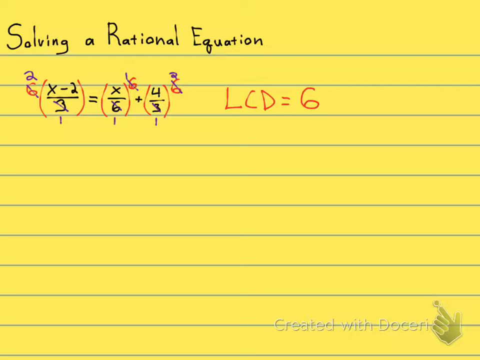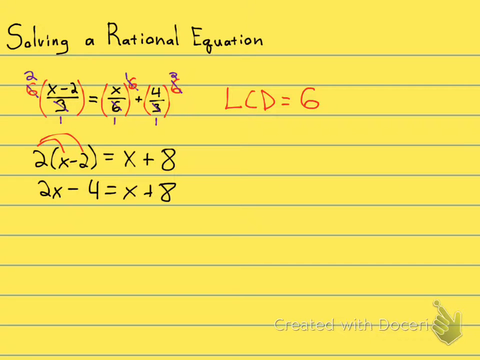Now let's see what I'm left with. My first term, I'm going to be left with 2 times x minus 2 equals, and my next term, all I'm left with is just this x plus, and in the next term, I'm left with 4 times 2. And 4 times 2 is 8. Now I have a linear equation that I'm going to solve. Step 1, solving a linear equation. Distribute. 2 times x is 2x. Minus 2 times 2 is 4.